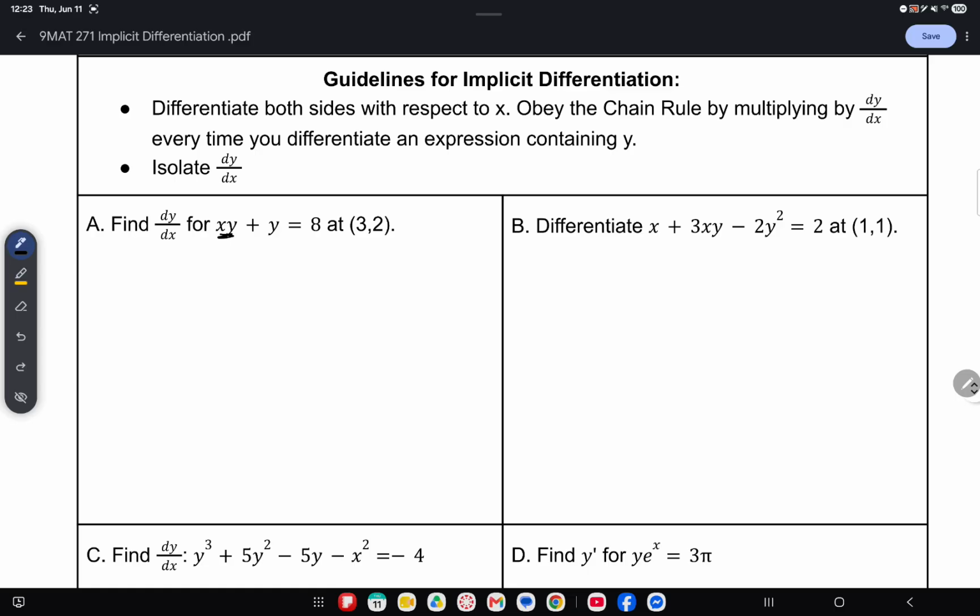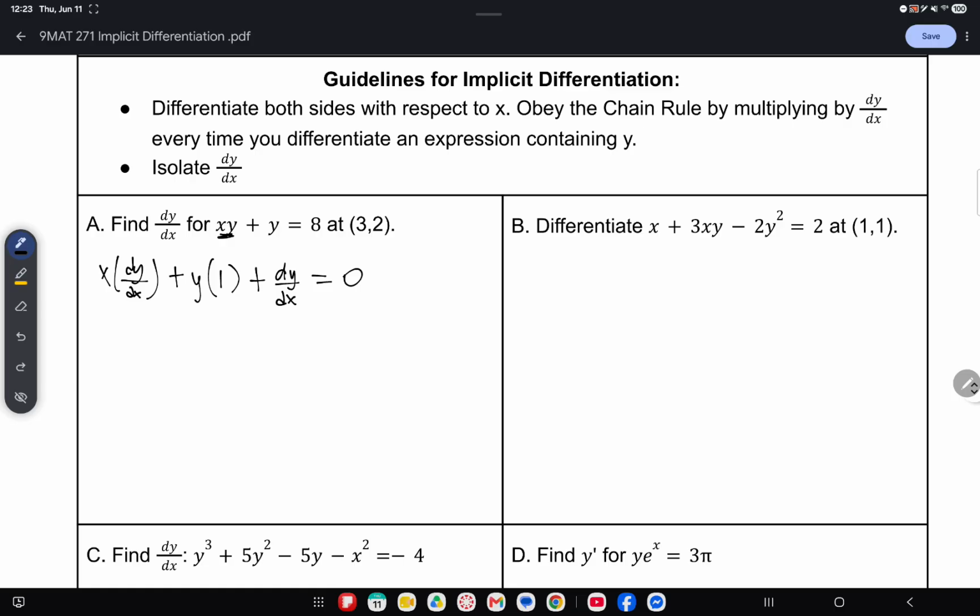So xy, that requires a product rule. So left, d right, the derivative of y, is going to be that dy dx, or that y prime. And then plus right, and then d left. And then the derivative of y is 1 dy dx. And the derivative of a constant is 0. And then what we do from here is we want to isolate the dy dx.